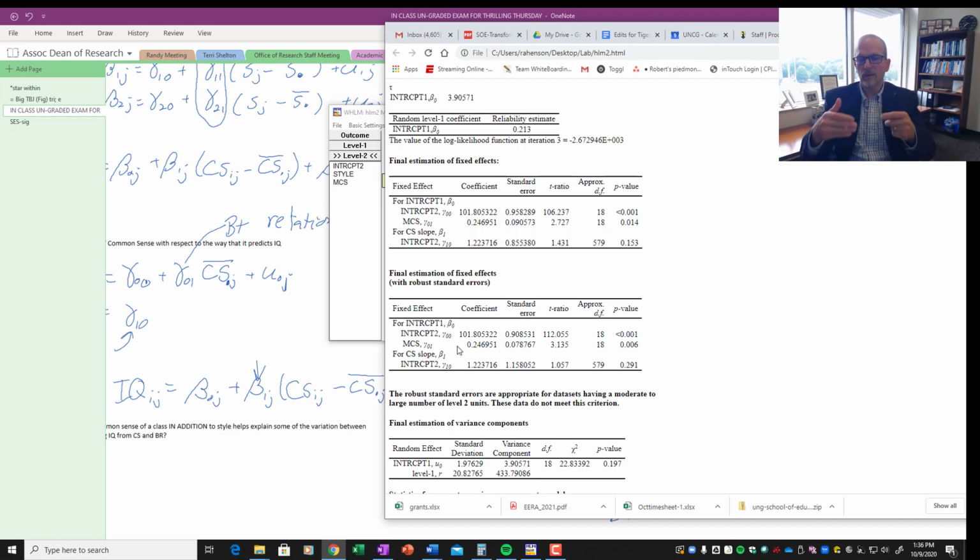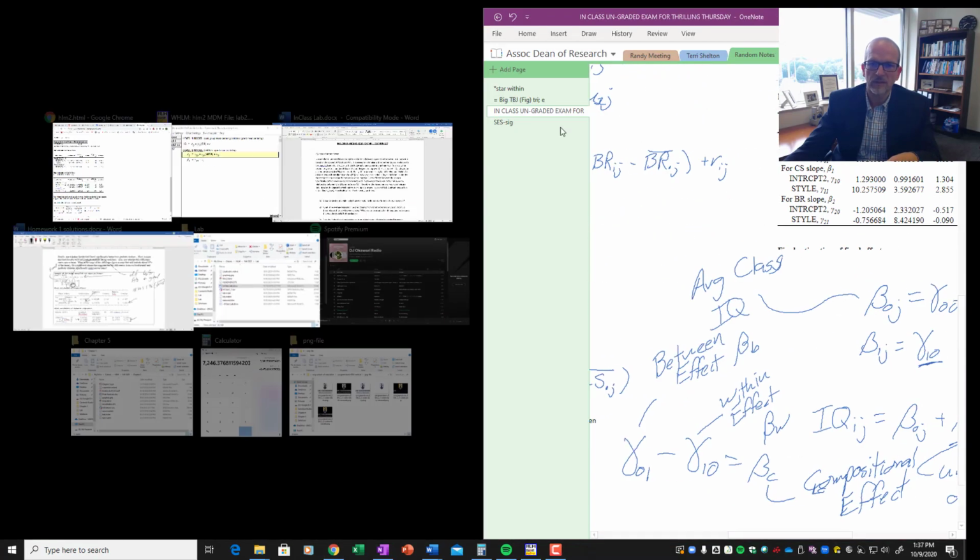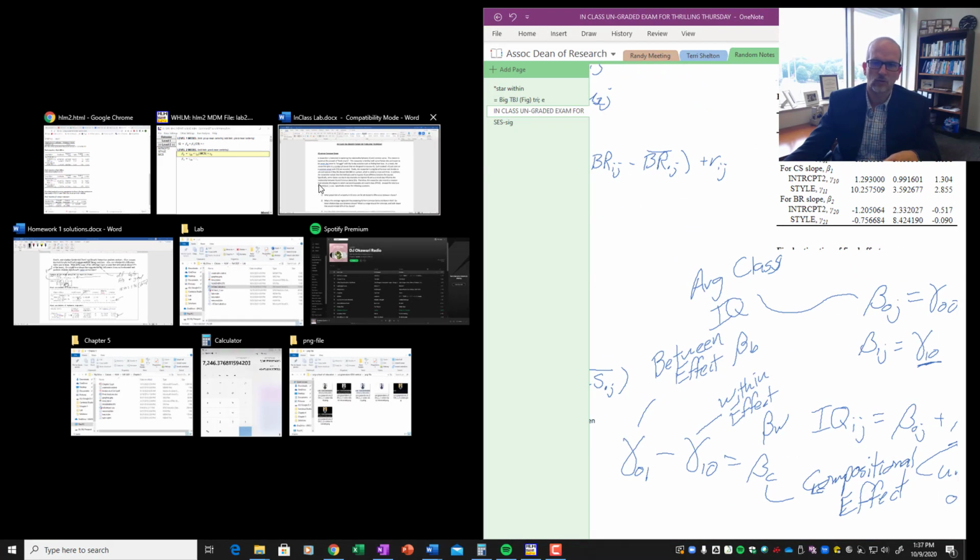So that's telling me whenever I look at the average relationship between common sense and IQ, the coefficient is 0.24, meaning the relationship isn't as strong whenever I look at average common sense and how it predicts IQ. Ironically, it is significant in this case. On the other hand, if I look at the within effect, so now this is my gamma 10, it's a 1.22.